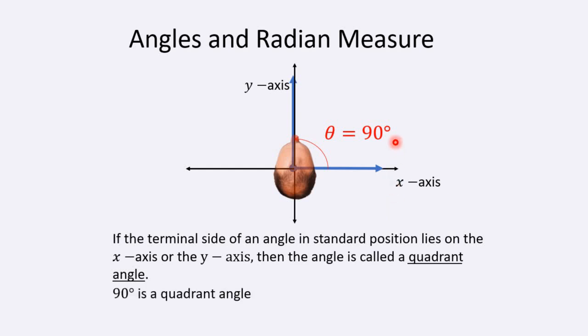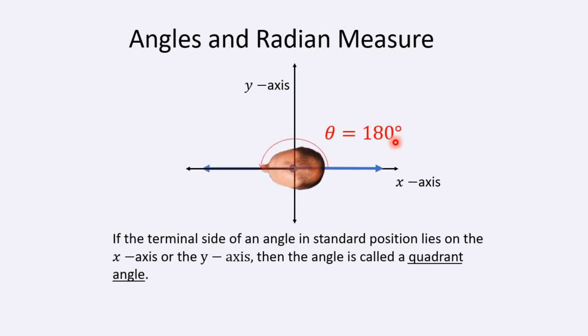Another angle that's a quadrant angle is a 180-degree turn. So as you can see, a 180-degree turn is a half of a rotation. One half of a rotation. And a 180-degree turn, the terminal side is on the negative x-axis. So because the terminal side is on one of the axes, 180 degrees is a quadrant angle. This specific quadrant angle, the 180-degree angle, is called a straight angle.